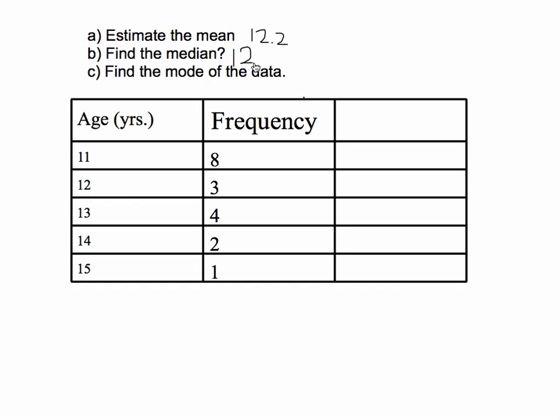Now for the mode, you can't get that from the calculator, but the mode is pretty easy to get with a frequency table because it's the one that occurs the most. So now here's a common mistake people make. Some people write down 8 as the mode. 8 is the number of times that 11 occurs, so the mode is actually going to be 11.